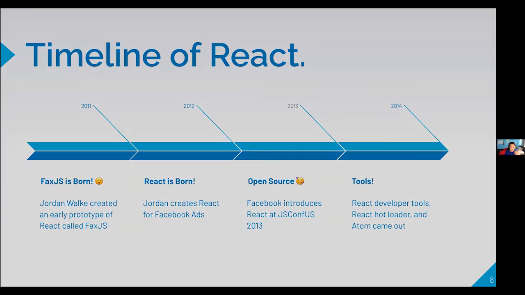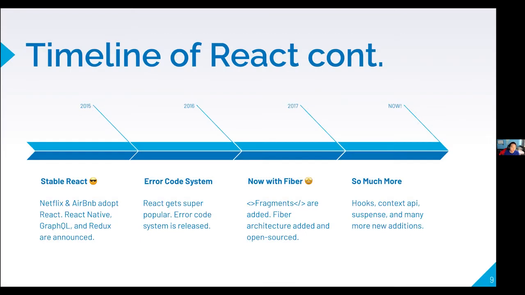It wasn't really until 2015 that we got a stable React build. At this point, Netflix and Airbnb have adopted it, and that's a big thing because they're big pushers of the community. At the same time, 2015 is such an important year because React Native, GraphQL, and Redux are also announced. The first time people heard about it was about 5 years ago, and they've come so far.